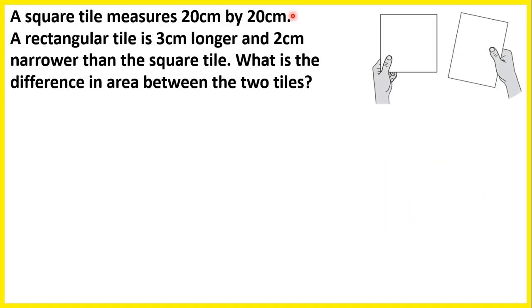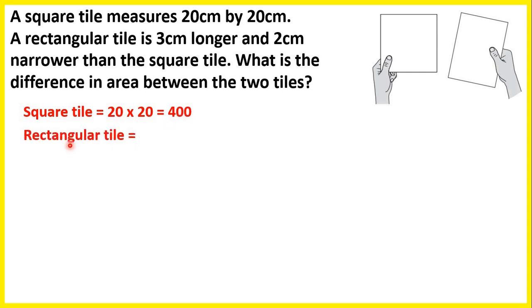A square tile measures 20 centimeters by 20 centimeters. A rectangular tile is 3 centimeters longer and 2 centimeters narrower than the square tile. What is the difference in area between the two tiles? So the area is the amount of space that something takes up. And to find the area of a square, we multiply the side length by itself, and 20 times 20 is 400, because 2 times 2 is 4, and then we have 2 end zeros in the question, so 2 end zeros in the answer.